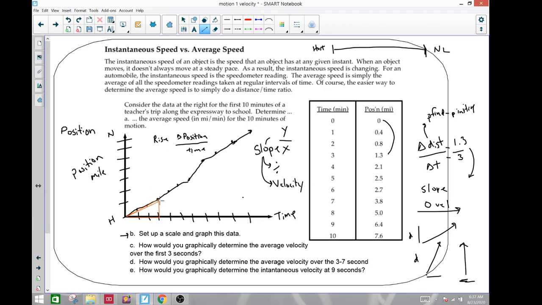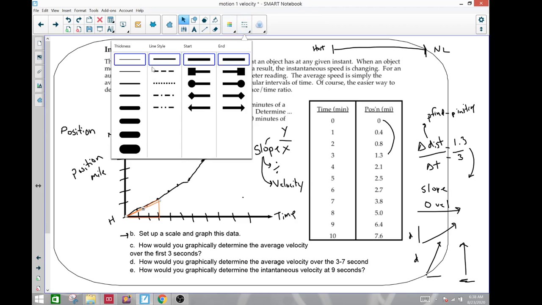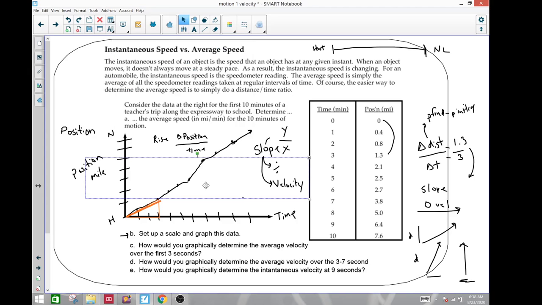Okay, so let's take a moment. And I actually did that in the math already. That's what I did. I want the slope of that line. And the math in that is actually to the right here. That's the math. How would you graphically determine the average velocity from 3 to 7?